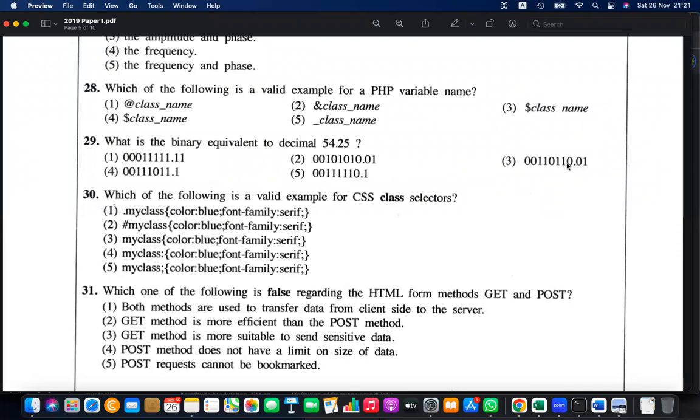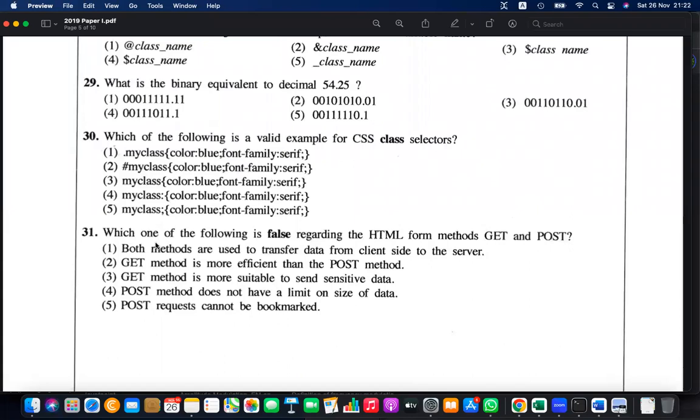29. Question number 30. Which of the following is a valid example for a CSS class selector? Class selector should start with the dot, number 1. Right? I don't know why they have given such an easy answer. Class selector starts with the dot, ID selector starts with hash, tag selector starts with the tag name. Remember this principle.